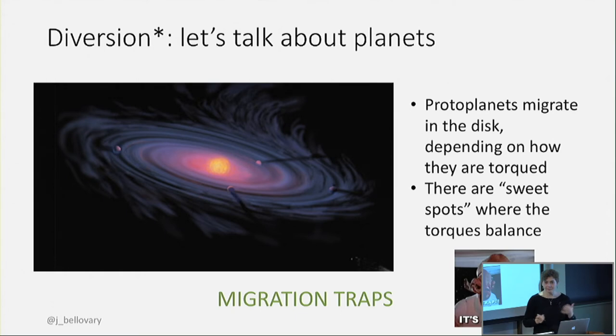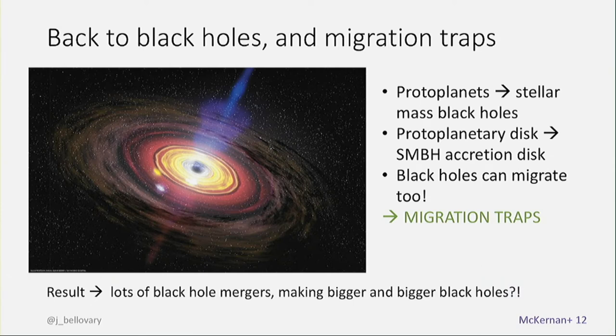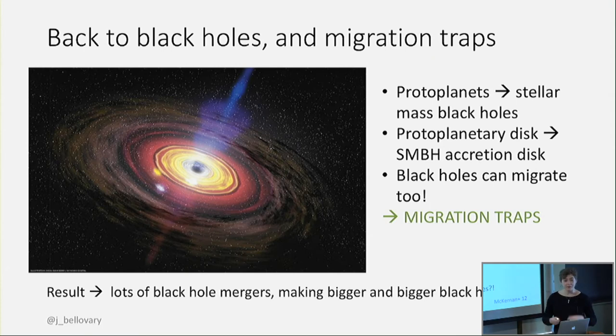And those of you who work on planets may be familiar with this. But back to black holes and migration traps. The idea to apply this to black holes is basically to scale this all up by a factor of a million. And instead of a star, you have a supermassive black hole. And instead of a protoplanetary disk, you have an AGN disk. And so your migrating objects are not protoplanets, but instead they are stellar mass black holes or other compact objects like neutron stars or even stars, but objects that can be in the disk and can possibly feel these migratory torques from the AGN disk.